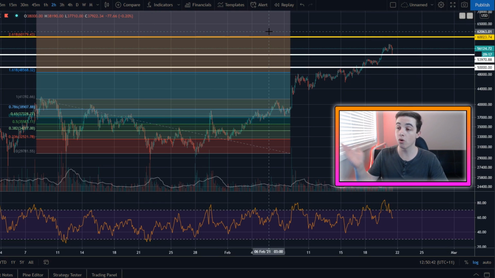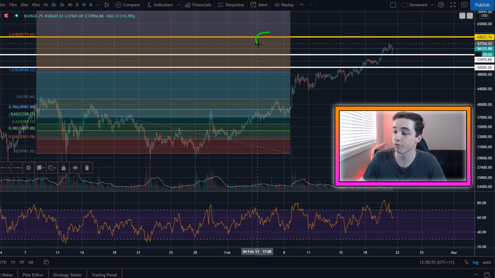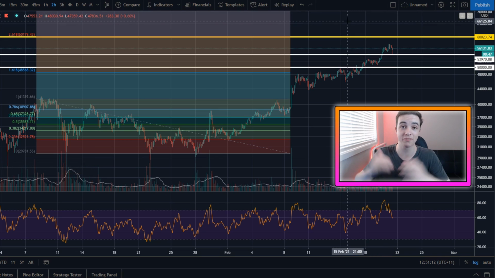Once again, I've been talking about this level for quite a while on the channel now because of the psychological resistance level and because of the massive Fibonacci level. That will be our next level of resistance. And once we break above that $60,000 US, we're gonna absolutely explode. And honestly, I'll be targeting immediately towards $70,000 US as soon as we break above that 60K level.